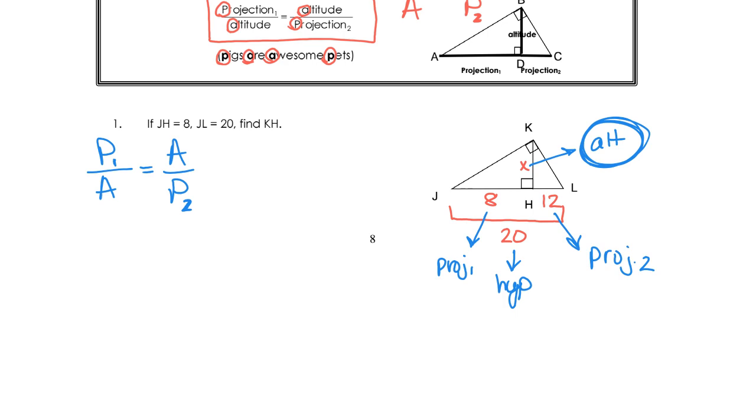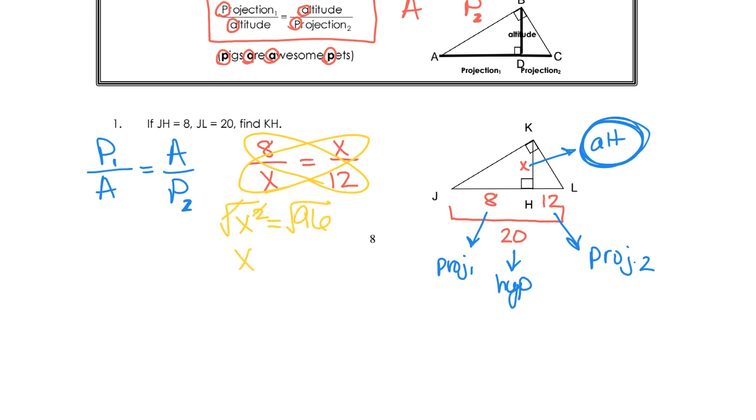Okay, and now we're just going to plug in our pieces. So we go and say, all right, who's projection 1? Our projection 1 is 8. Our altitude is what we're solving for, which is x, equal to the same altitude of x over our second projection, which is 12. And now all we have to do is cross multiply. x times x is x squared, equal to 8 times 12, which is 96. We take the square root, and we end up with x equals.